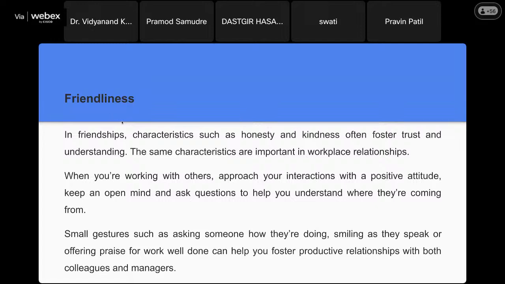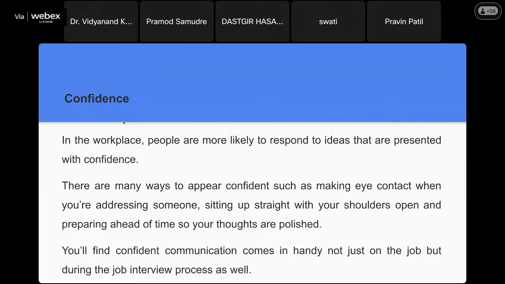So one of the most important things is friendliness, which has to be understood in communication. The next part is confidence. In the workplace, people are more likely to respond to ideas that are presented with confidence. So in communication skills, you need to have enough confidence. Confidence is one of the important things required for effective communication, right?